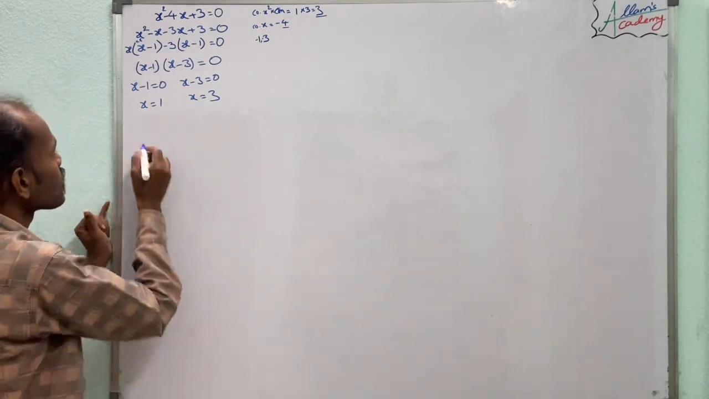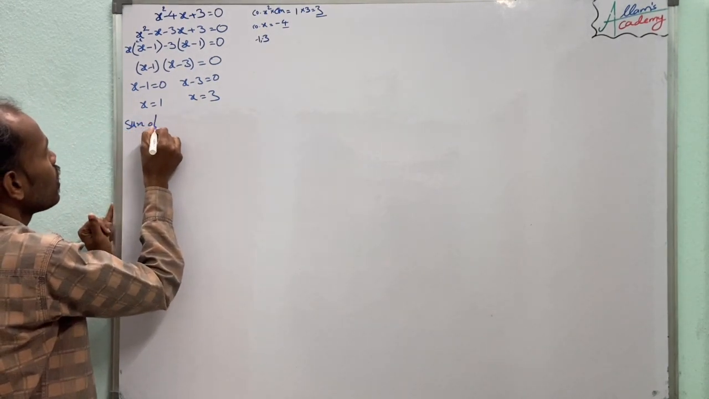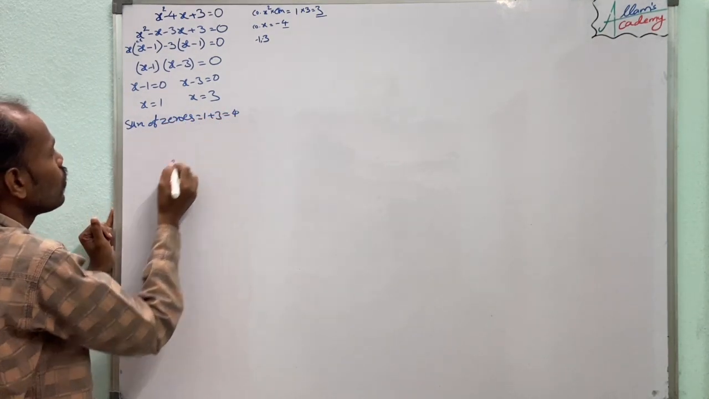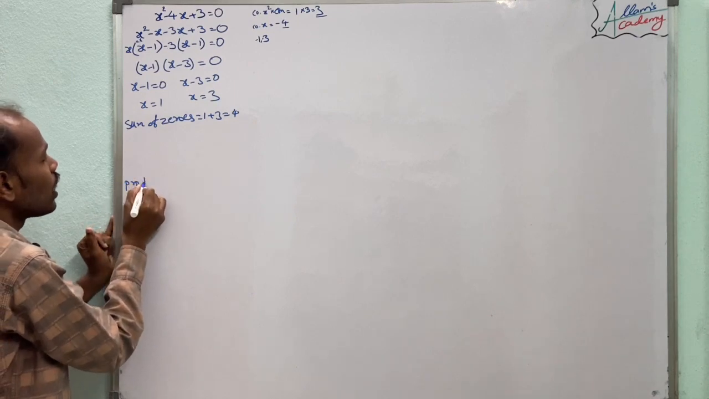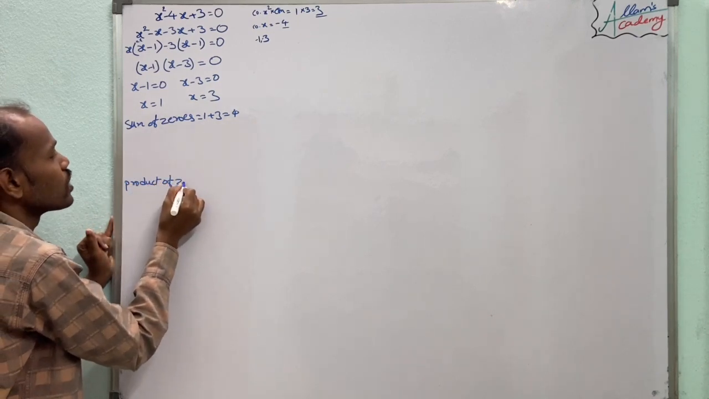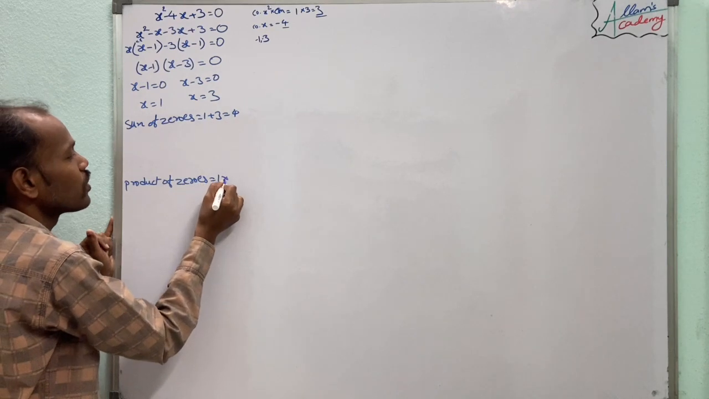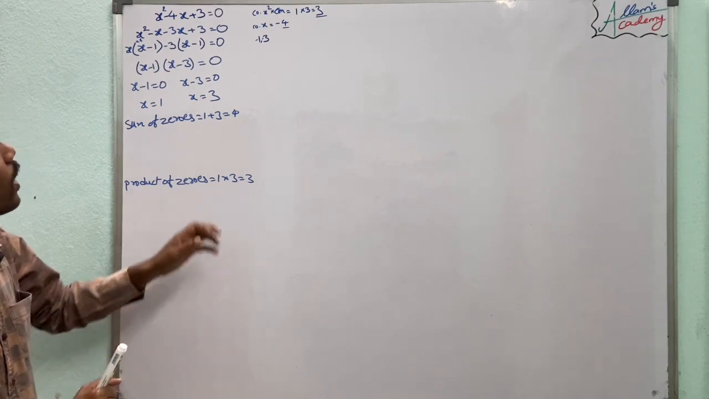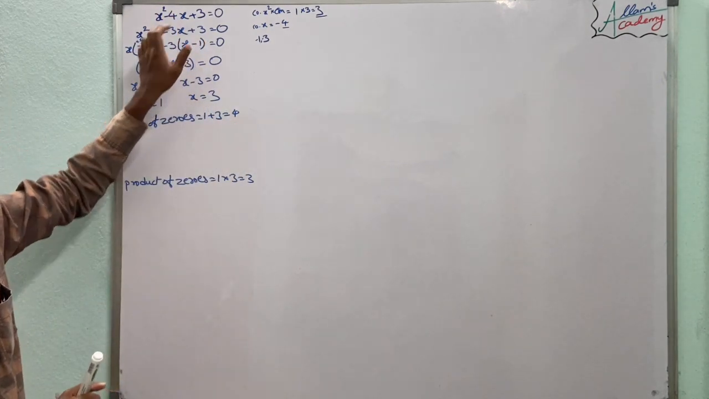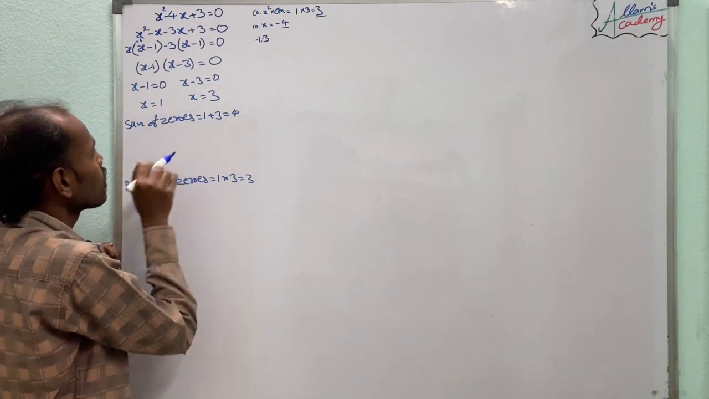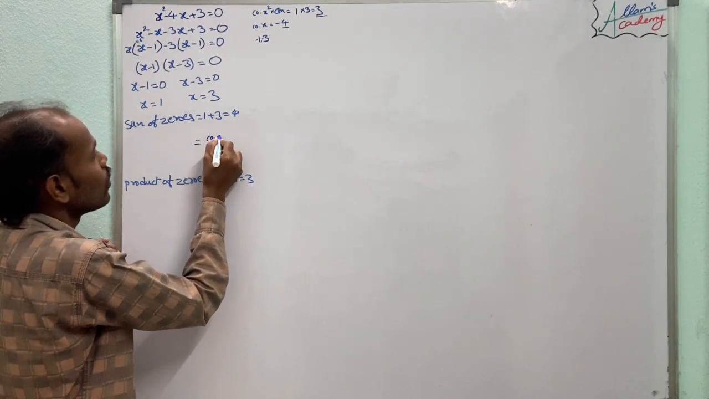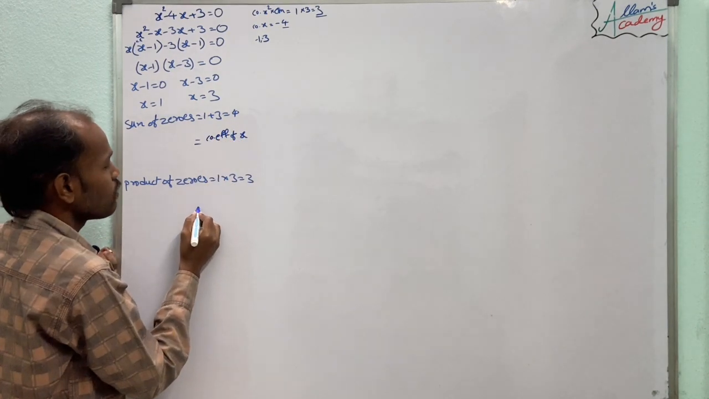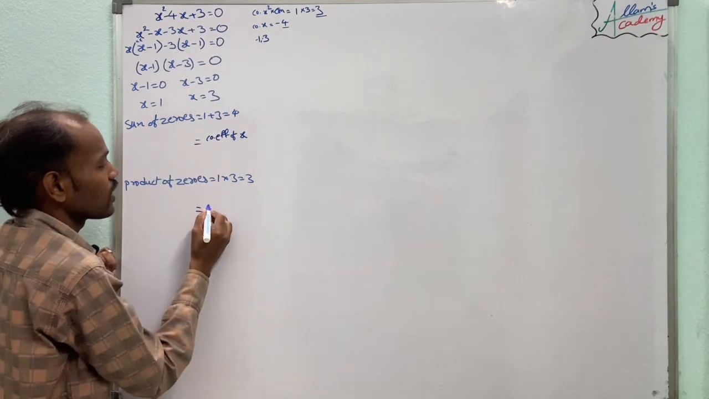Now we find the sum of the zeros. The sum of zeros is 1 plus 3, which equals 4. The product of zeros is 1 into 3, which is 3. If we observe, 4 is the coefficient of x, and 3 is the constant term.